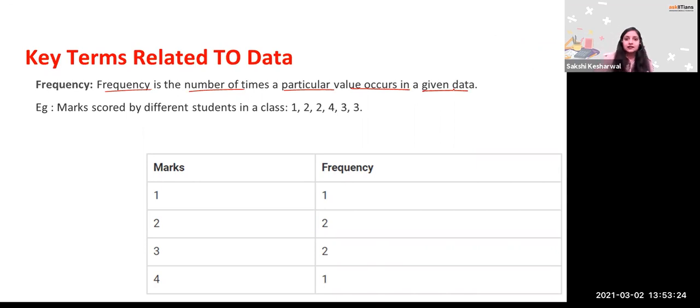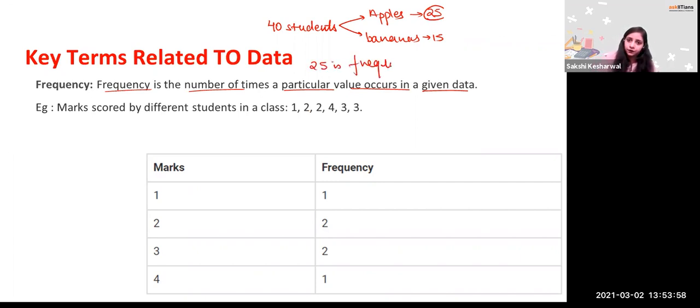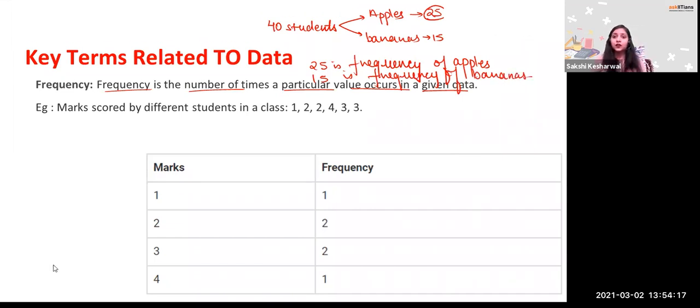First, like I said, there are 40 students, and there were two things, apples and bananas. It says that 25 kids like apples and 15 like bananas, right? So what does this mean? 25 students like apples, so 25 is the frequency of apples. And 15 is the frequency of bananas. Frequency is the number of times a thing occurs.